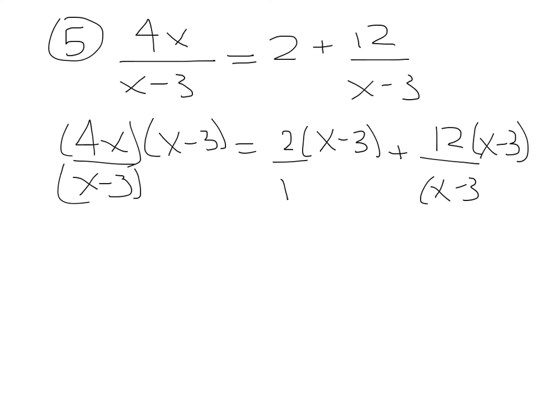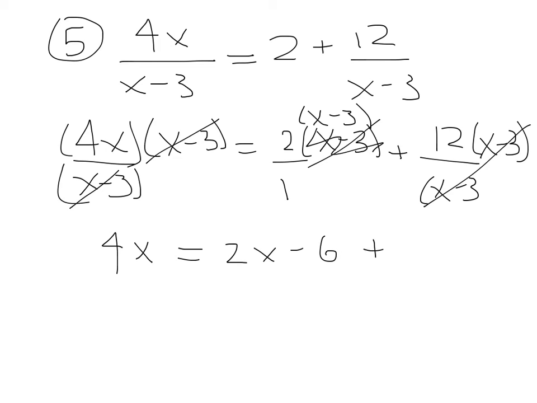It's all right. So anyway, I'm going to go ahead and reduce. Whoops, that doesn't reduce. And I'm left with 4x equals 2x minus 6 plus 12. When I solve this, I would subtract 2x from both sides, and x would be equal to 3.